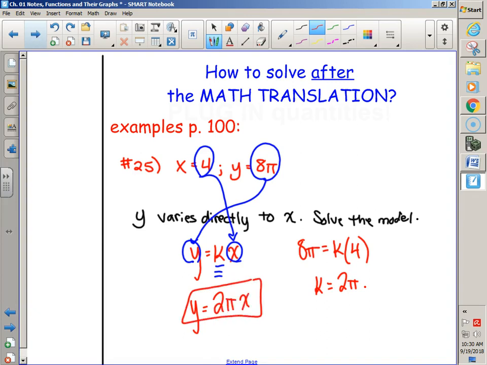P.S. Couldn't this be circumference? Circumference is directly proportional to radius with a constant of proportionality of 2 pi. Maybe y is C and x is r. Anyway.